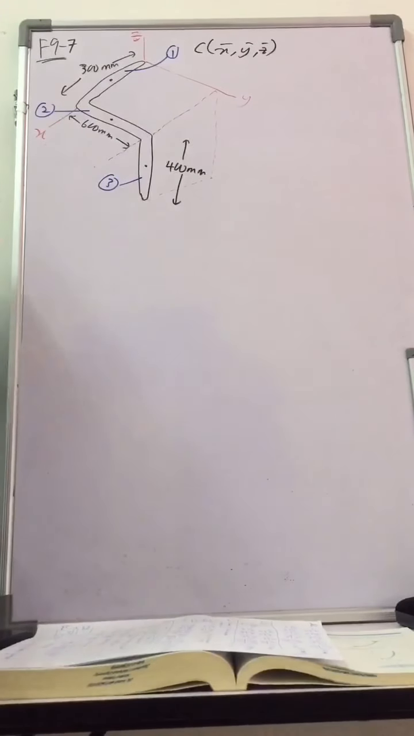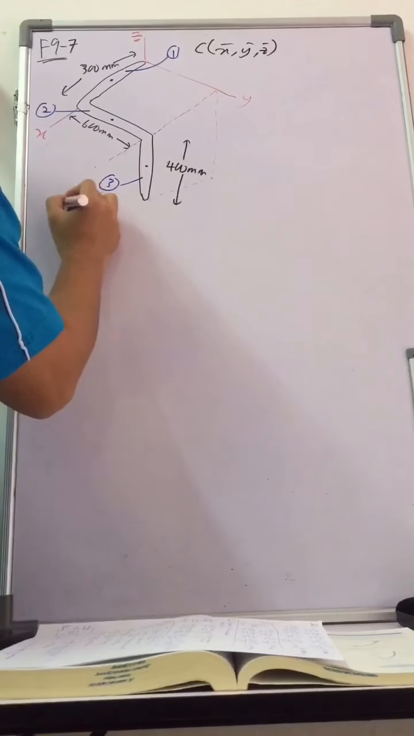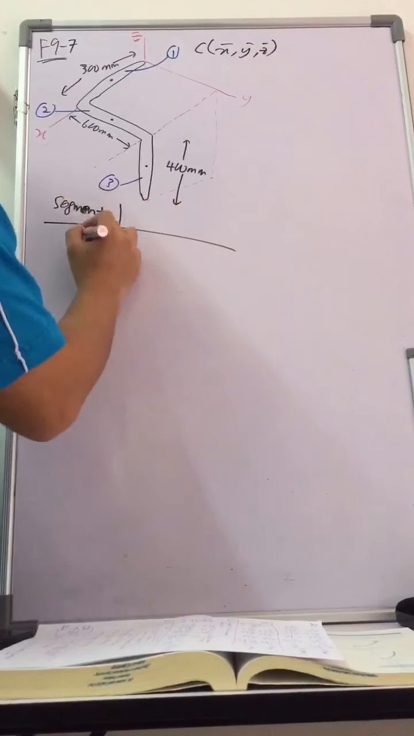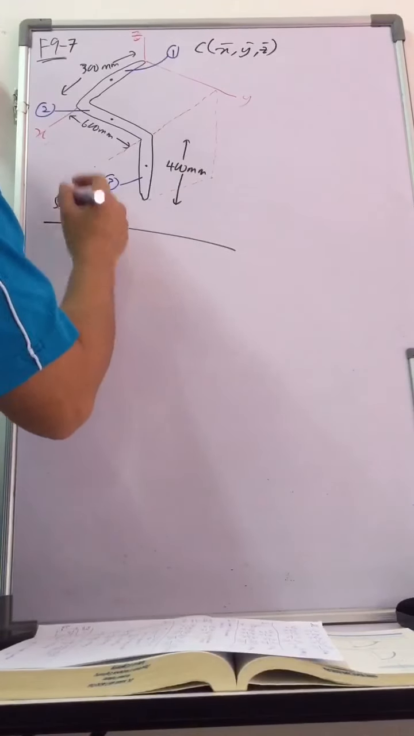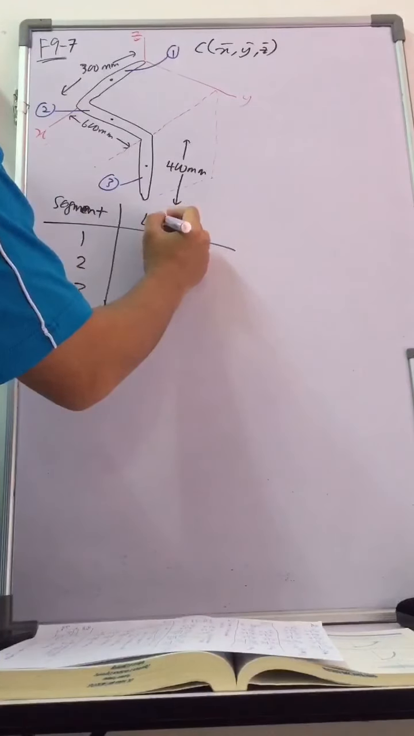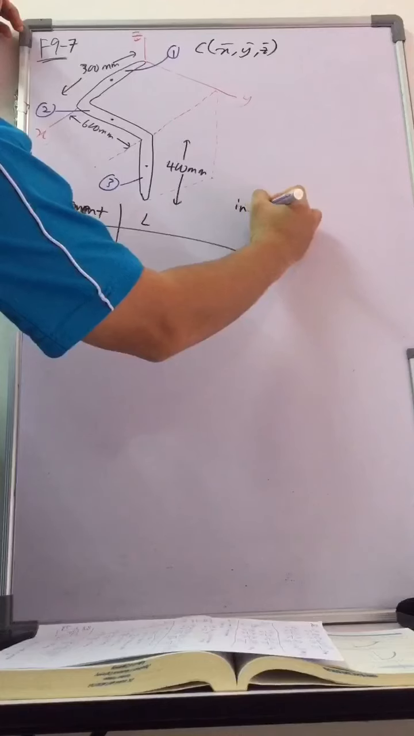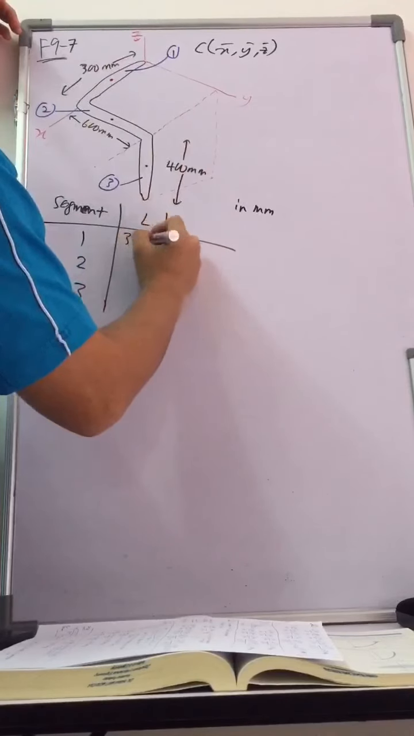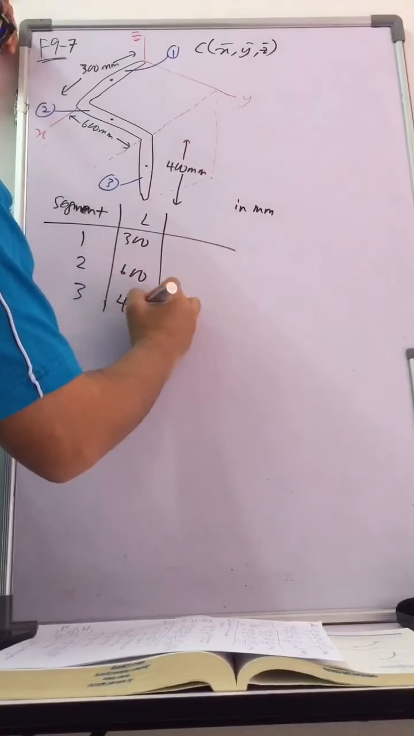So for composite bodies, we can make a table. For instance, segment 1, segment 2, segment 3. Or you can say A, B, C. It doesn't matter at all. And then what is the length? Everything is in millimeter, we just keep that in mind. The length for number 1 is 300 millimeter, for number 2 is 600 millimeter, and for number 3 it is 400 millimeter.